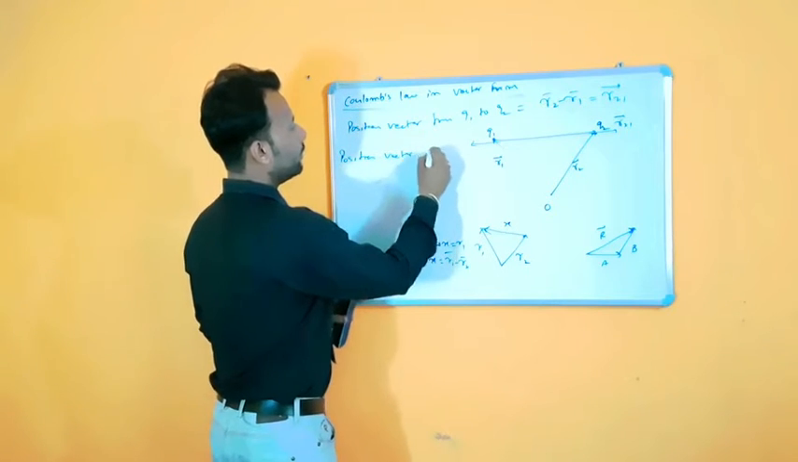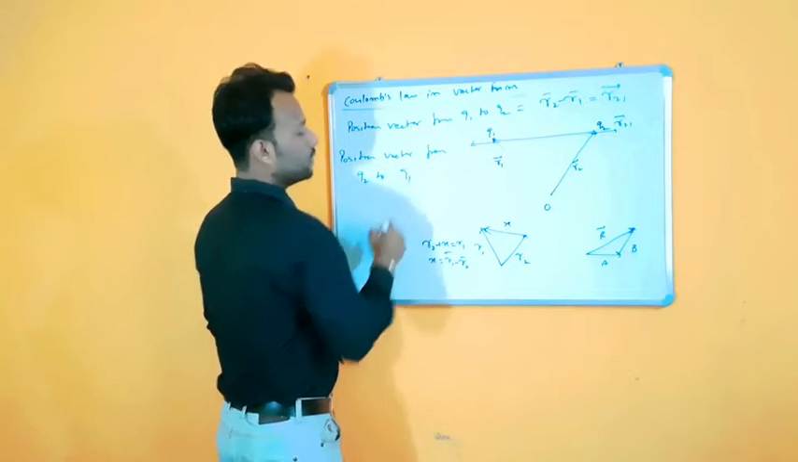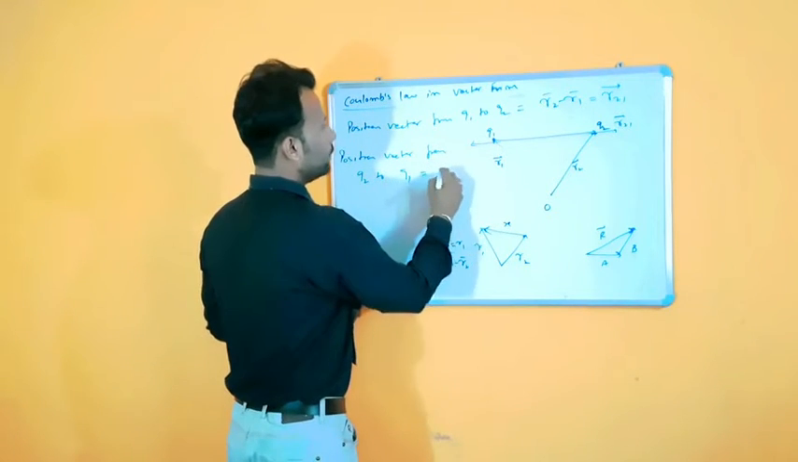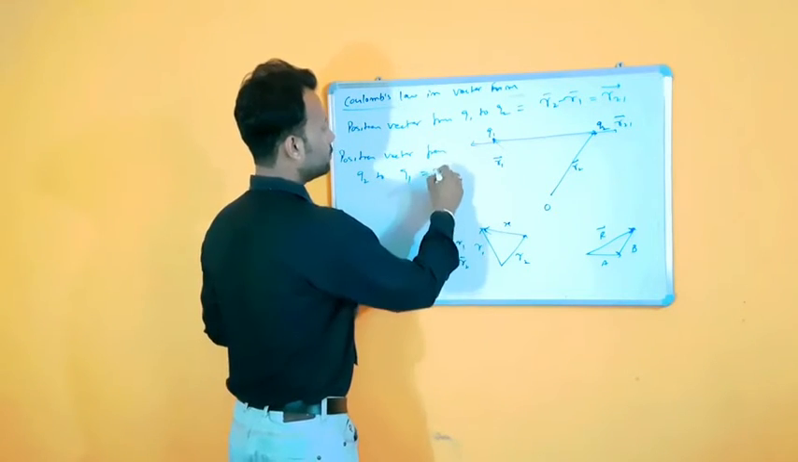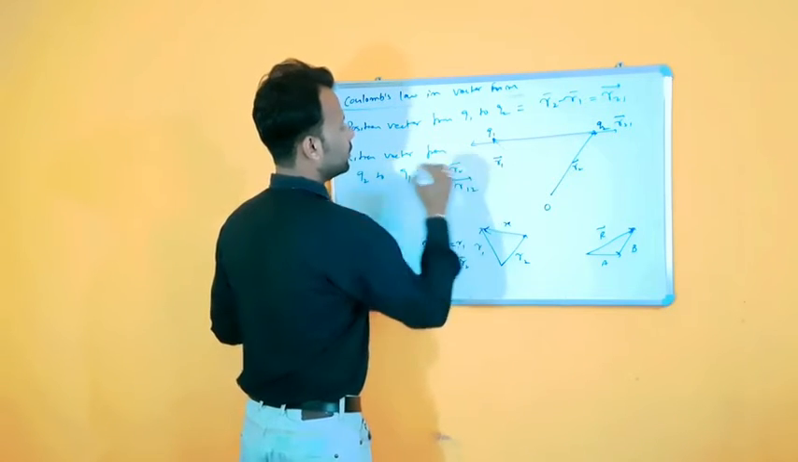Position vector from q2 to q1 will be what? r1 minus r2. That will be equal to r12.